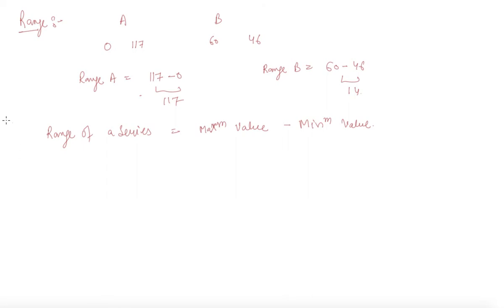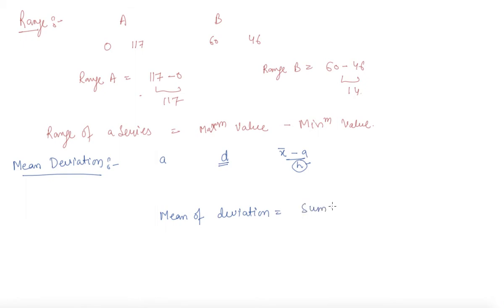Okay, now let's discuss what is mean deviation. Recall that the deviation of an observation from a fixed value A, that we have discussed in previous class, is D, where we used the difference of the mean minus assumed value upon h, the height of the class. From there we discussed that the mean of deviations is the sum of deviations upon the number of observations. So this is the formula that we used earlier. So this is about mean deviation.